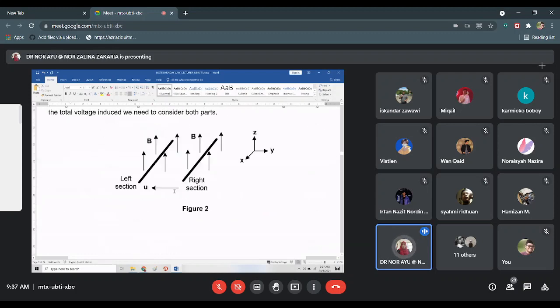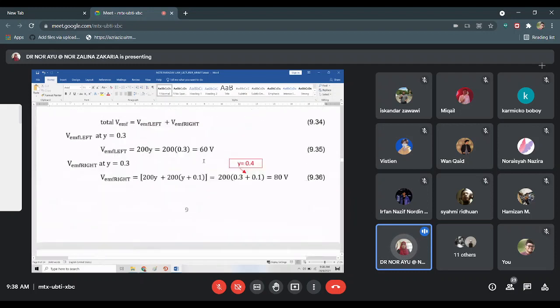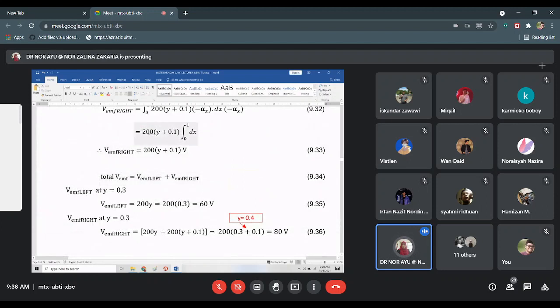Alright, the question wants you to find 0.3 just now. Okay, calculate the current when the coils are at y 0.3 and 0.4. So if you look into the question, calculate the total electromotive force voltage VEMF induced in the loop. Meaning that the VEMF left plus the VEMF right. Then after that you find the current, which is at y equals to 0.3 and 0.4. Okay, so you don't do it one by one, follow the question. The question wants you to find the total electromotive force first, second one then find the current, by using this value. Alright, so again here you need to find this total first, which is this plus the left one. You total them, then you find the current. So this should be for current.